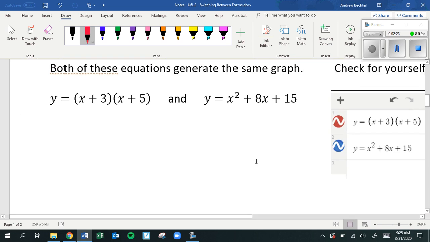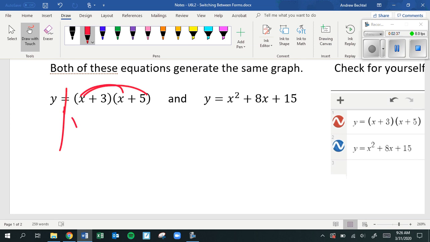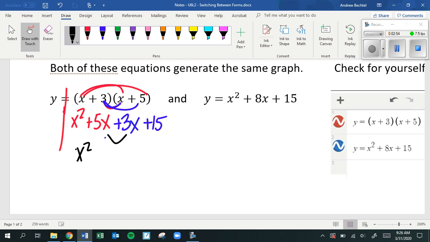Another would be to actually go ahead and simplify these two problems. We said that we need to use binomial multiplication. If we ignore that y for now, and we just focus on the parentheses, we can do x times x and x times 5. That gives us x squared plus 5x. And then 3 times x and 3 times 5. When we combine our like terms, we get x squared plus 8x plus 15. That is the exact same equation that we're given over here on this side.